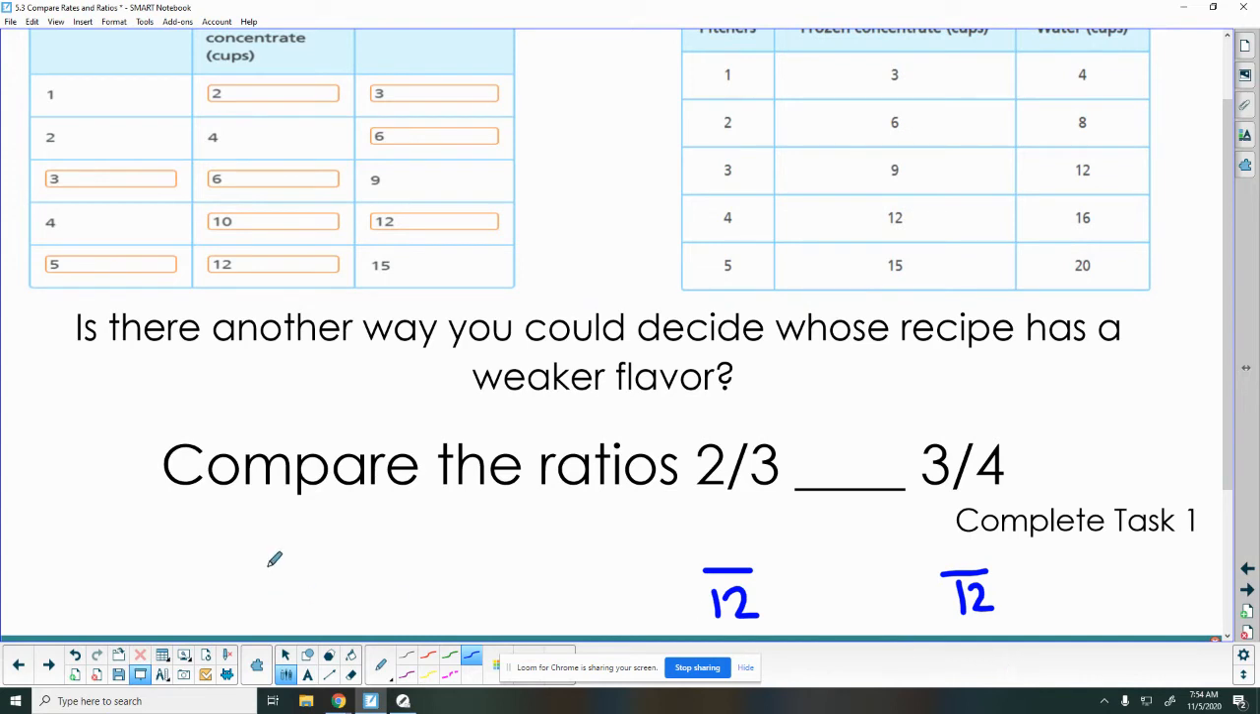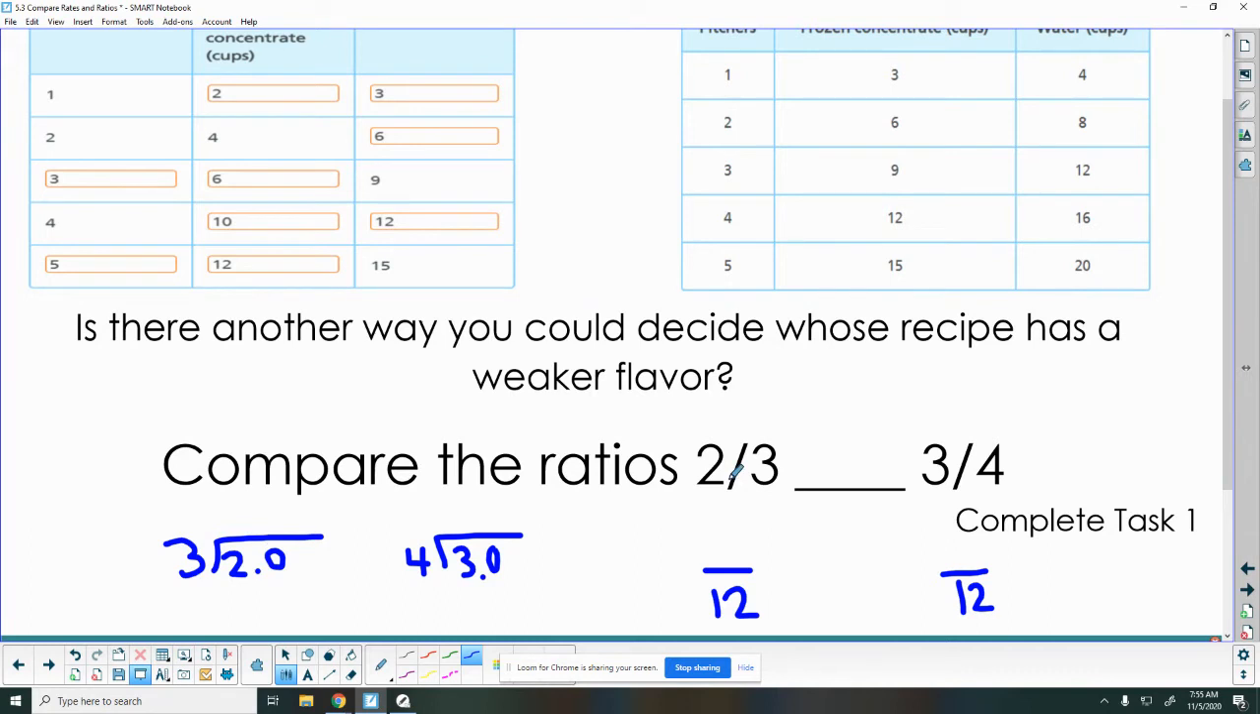So I want you to choose one of those ways. I usually like to use decimals. So I would say 2 divided by 3, and I would say 3 divided by 4. So you will either turn them into decimals or turn them into equivalent fractions with common denominators, and see which one was bigger or smaller. And since we're comparing orange juice, that's why orange juice is coming first. We want that weaker orange juice flavor.